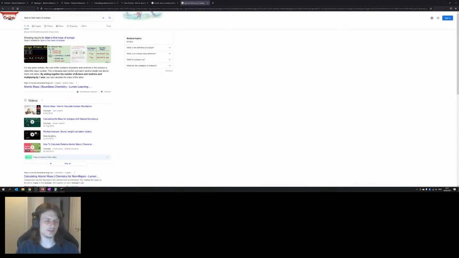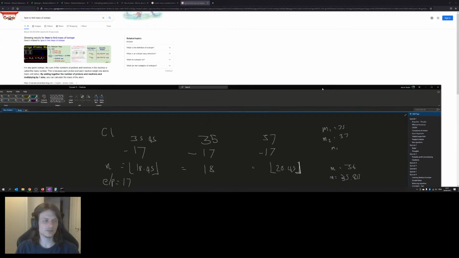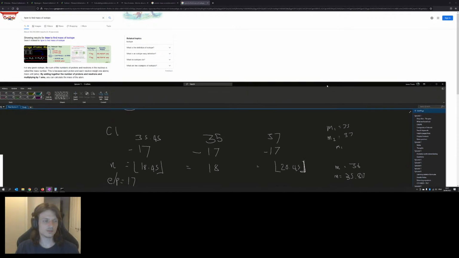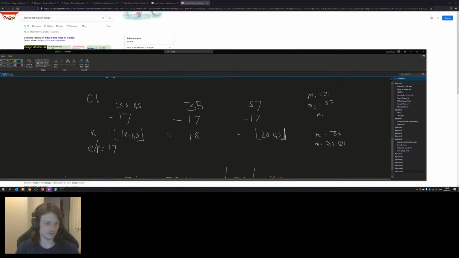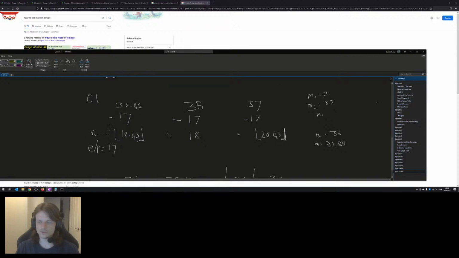So, adding together the number of protons and neutrons, the number of protons and neutrons is 17. So that's going to be 34. So the mass is 34.